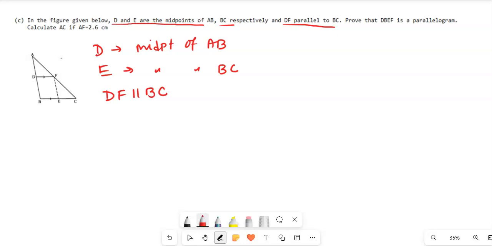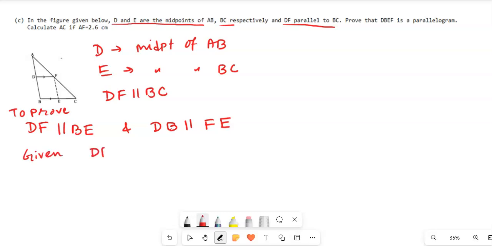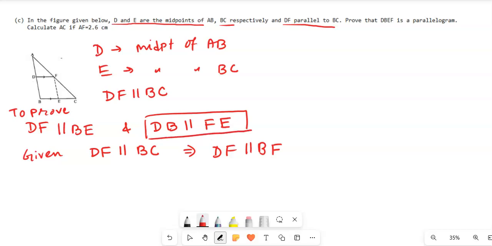So to prove a quadrilateral is a parallelogram, we have to prove that the opposite sides are parallel. So we have to prove DF parallel to BE and DB parallel to FE. So it is given that DF parallel to BC. So this implies DF parallel to BE because BE is a segment of BC. Now we have to prove the next thing, that is DB is parallel to FE.